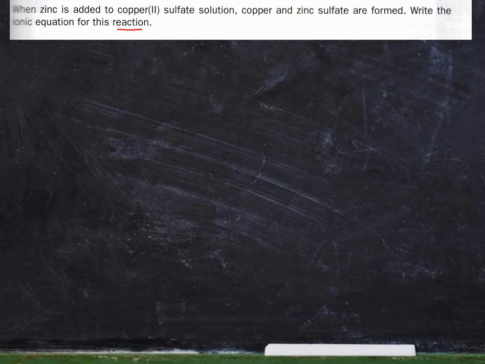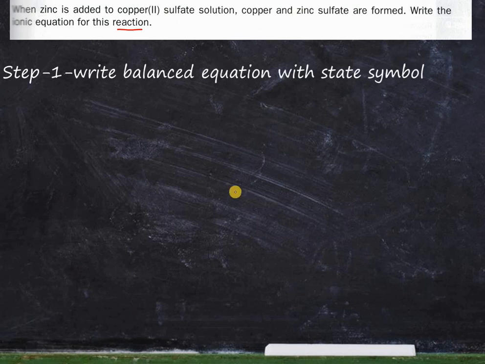So as just now discussed with you, what is rule number one? Write the balanced equation. So you know zinc is a metal. So first we'll write the balanced equation with the state symbols. So zinc plus copper sulfate, CuSO4. Since it is a solution and an ionic compound, it will dissolve, so it will be in aqueous state, and it will form what? It is already written in the hint that it will give you copper, which will be solid, and zinc sulfate, ZnSO4, which will again be in aqueous state.